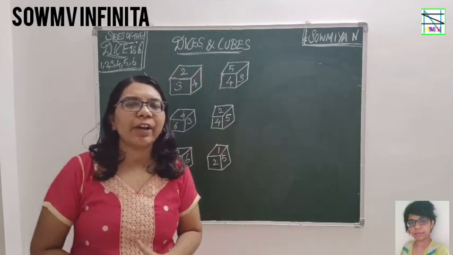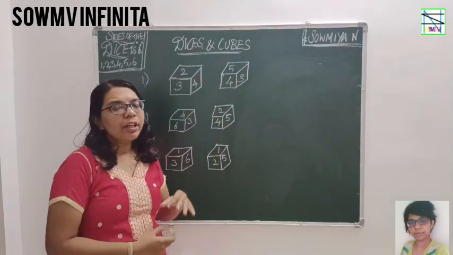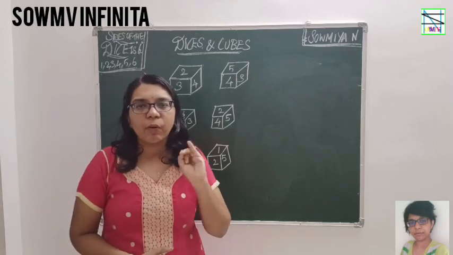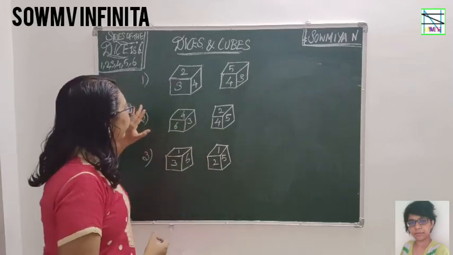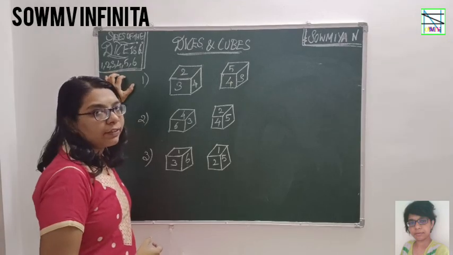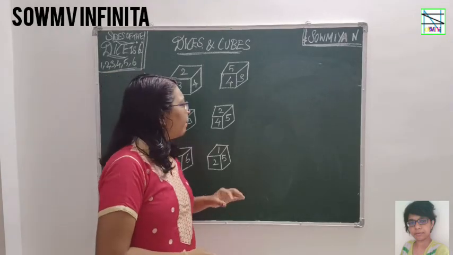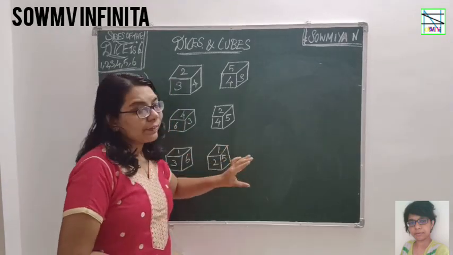How can we find the opposite sides of the dice? A dice has 6 sides: 1, 2, 3, 4, 5, 6 in number, otherwise dots may be there. It has 3 conditions.